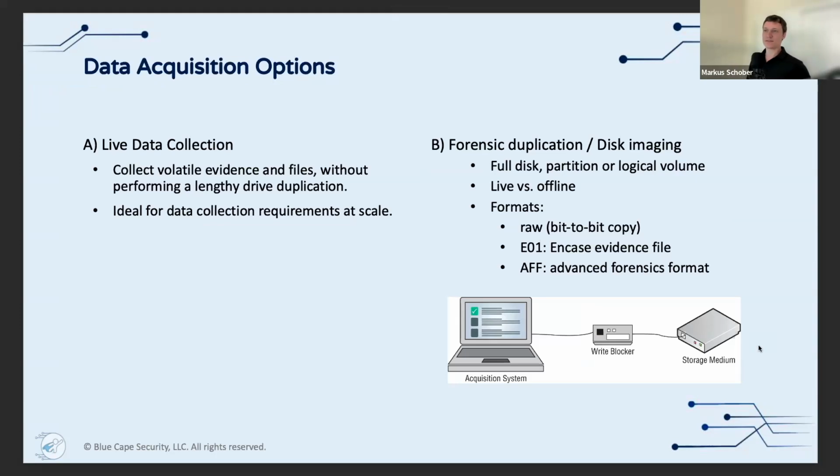And so if we need to go quick or even at scale, we can perform a live data collection on the live running systems. We can collect volatile evidence and files without performing a lengthy drive duplication. So basically just grabbing those files from the systems as they are still running to then analyze them in our forensic lab. So this is, like I mentioned, great for data collection requirements at scale. And sometimes you need to collect from dozens of systems at the same time, ideally. So you can't just spend time on each system. You need to process them all at once.